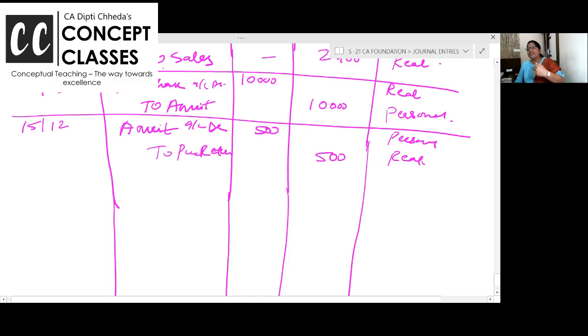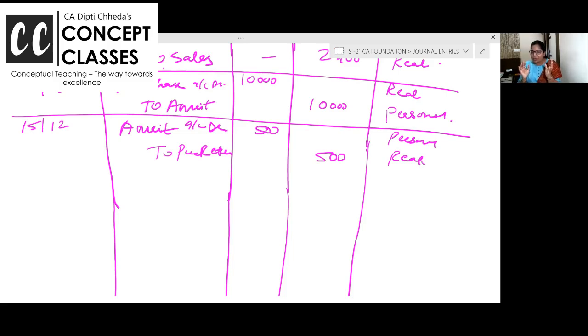So why are we crediting the stock account? Because it's going out. Now listen, all of you. Some of you may have the doubt: when I purchase the goods, purchase to Amrit. When I sell the goods, Amrit to purchase. We can reverse the entry, no?